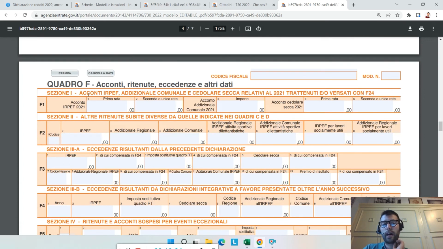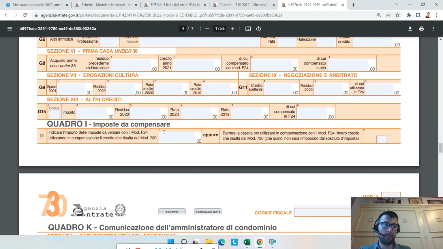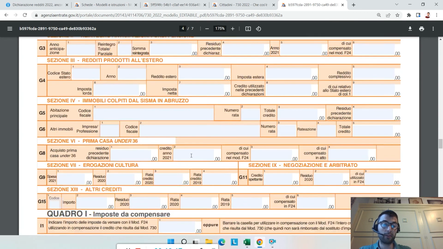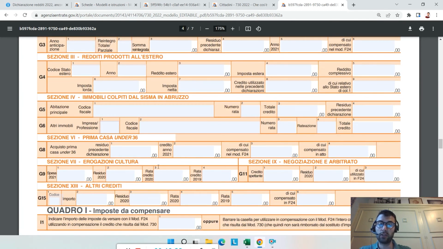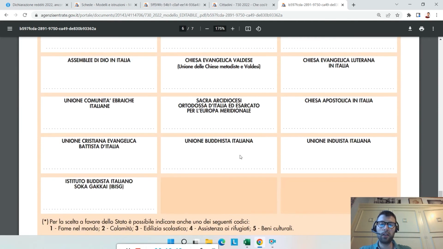Here, you account if you already paid the tax, because you have two deadlines to pay the IRPEF in Italy, in June and November. And here you have credito d'imposta, also if you buy a first house and you are under 36 years old. And here you can also give the 0.8% to, for instance, the government or the church. Basically, it's like you are giving money to charity.